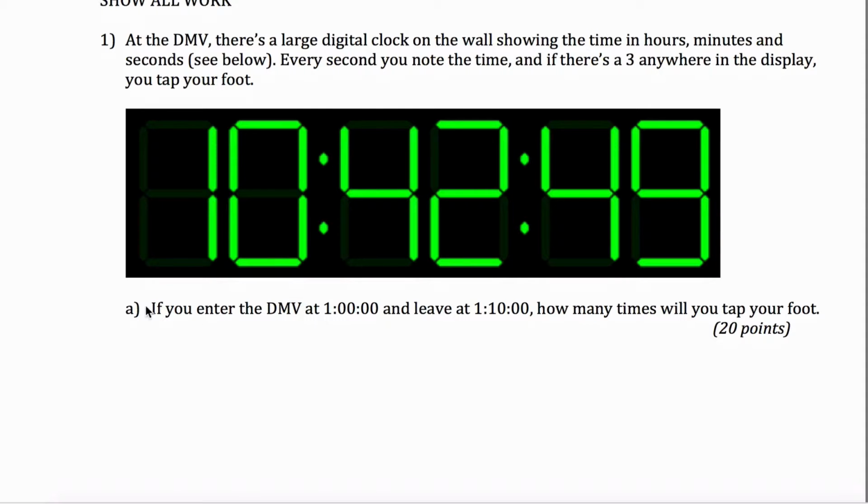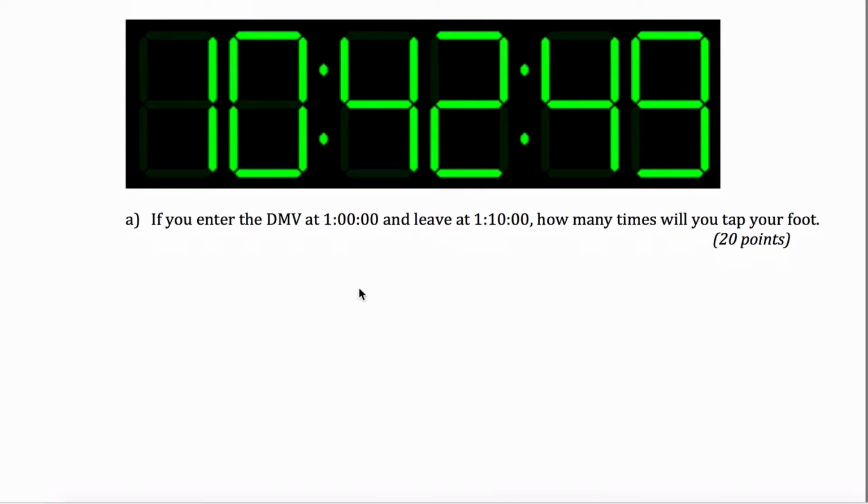So in the first part here, you're entering at 1 o'clock and you leave at 1:10. And the question is, how many times did you tap your foot? I think it helps to break this into chunks. So maybe I'll make a table to summarize my results. Here's my start time, here's my end time, and this will keep track of my number of foot taps.